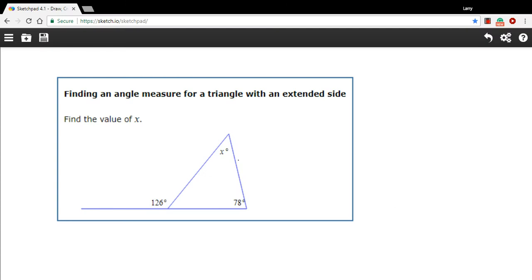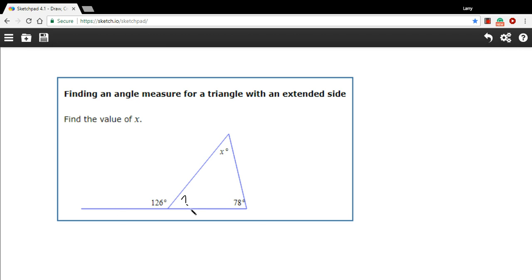In this problem, we want to find an angle in a triangle, and typically, when you're trying to find an angle in a triangle, you'd take the other two angles, add them together, and then subtract that from 180, and you'd get that angle that you're missing. In this case, however, we don't have this angle right here, so we can't really do that.